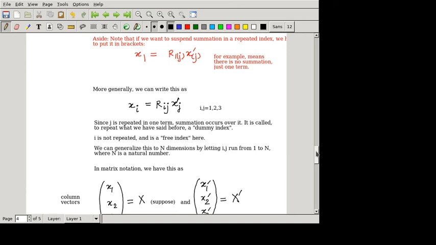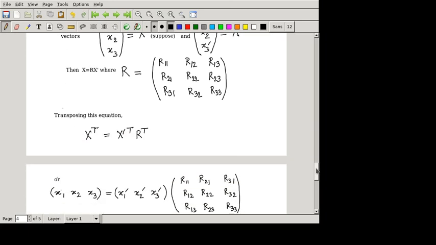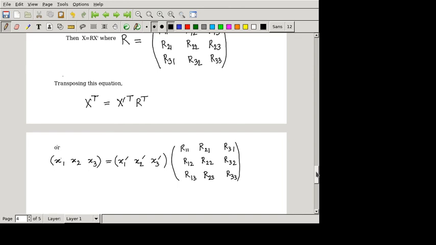In matrix notation, we have this as column vector x and x prime, suppose. They are related as x equals the matrix R times x prime, column vector. Transposing this equation, we get x transpose row vector equals x prime transpose row vector multiplied by R transpose 3 by 3 matrix.